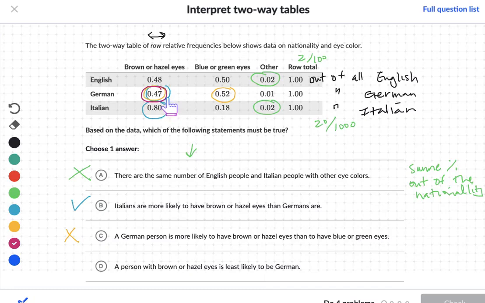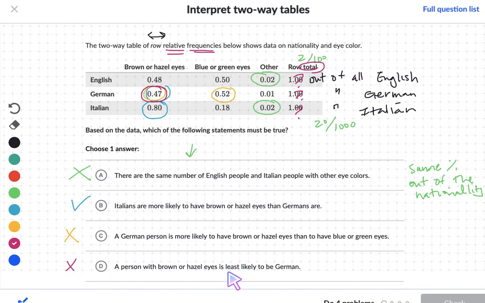You know what? That sounds very compelling because it's the least percent, but we just don't know. We don't know if they surveyed the same amount of English people, German people, and Italian people. Maybe they just didn't survey a lot of German people. Because of 47%, we don't know what that total is. We only know the row relative frequencies. Row relative frequencies don't tell us the total itself. So we can't make that statement.